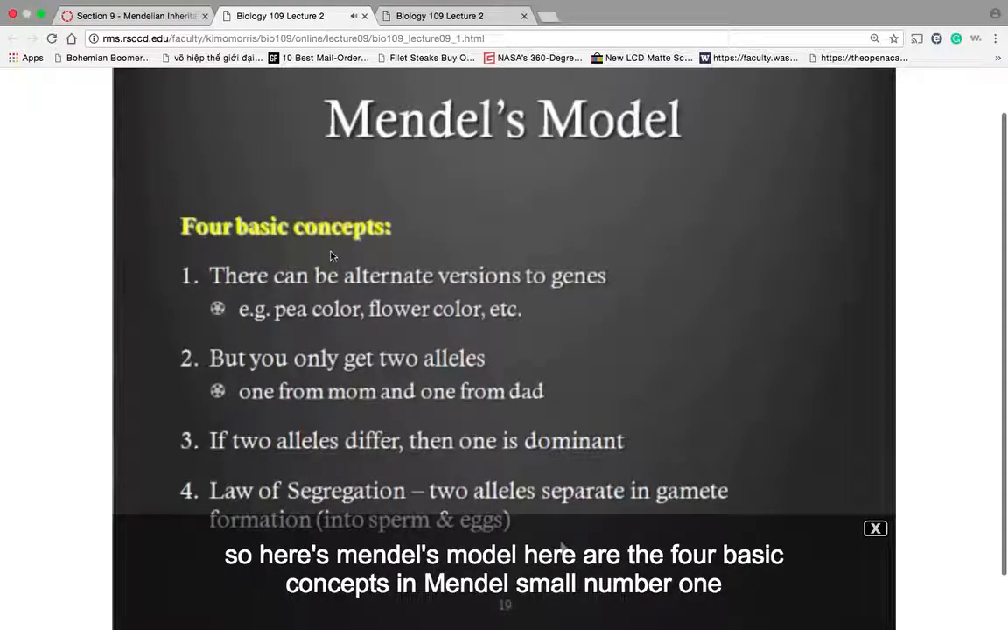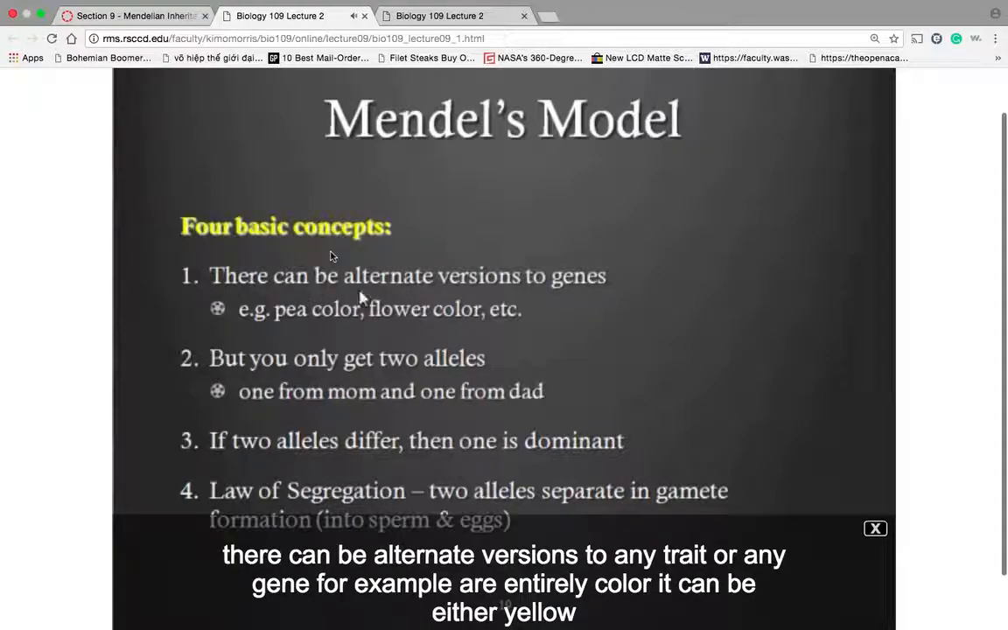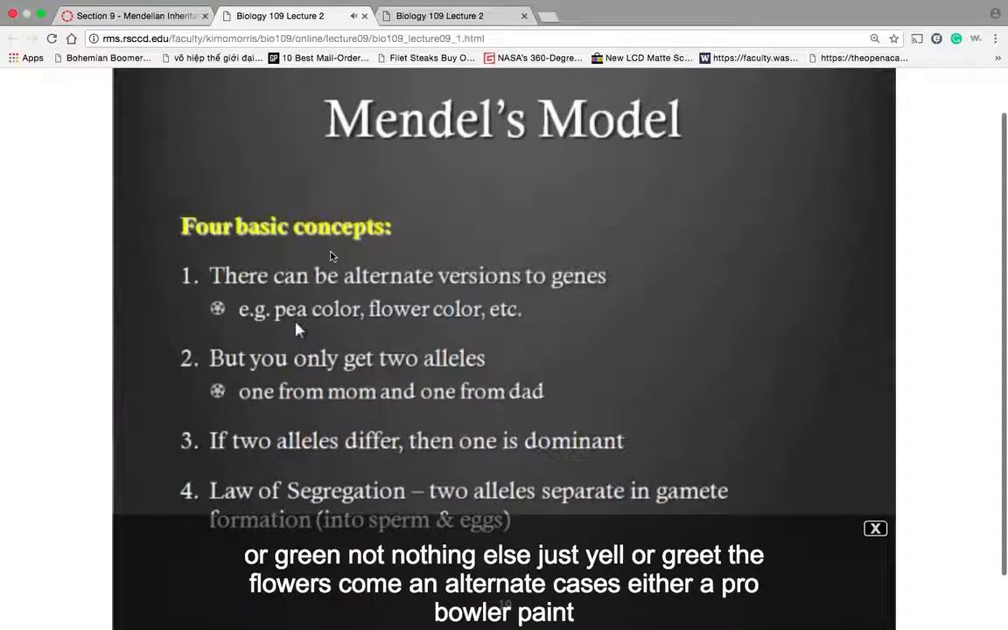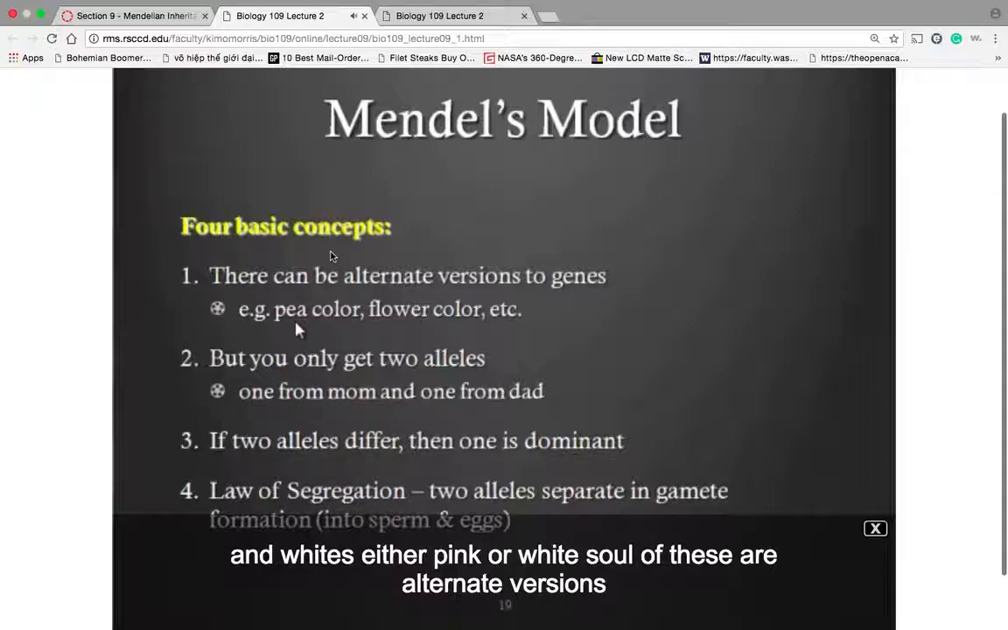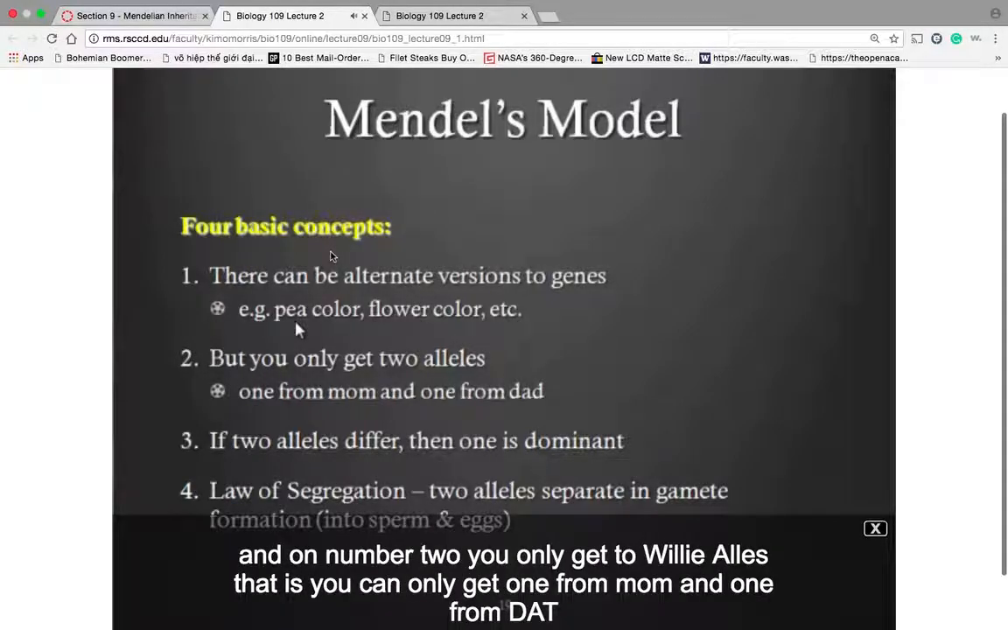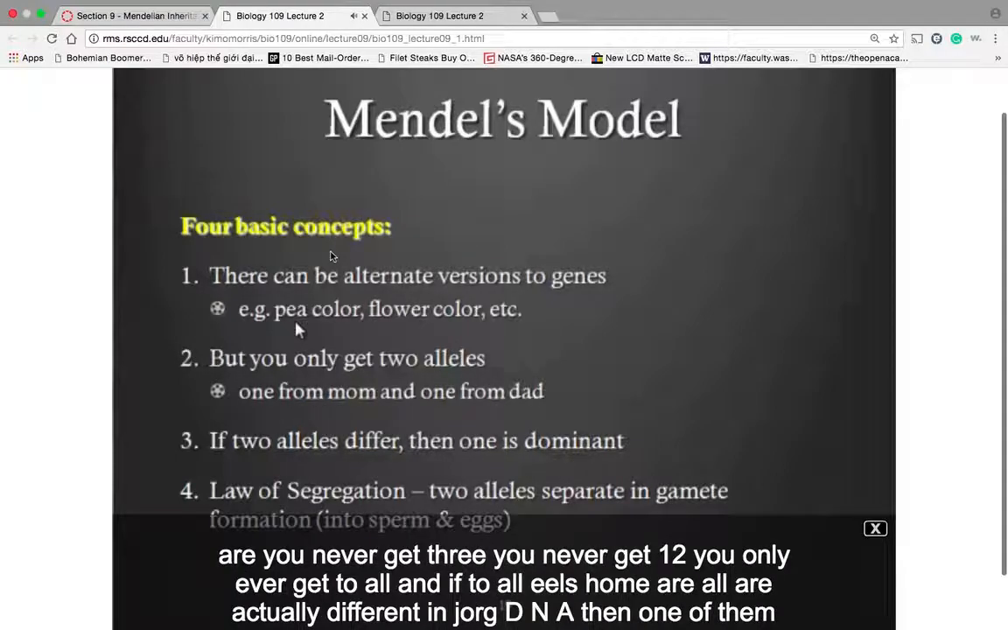So here's Mendel's model. Here are the 4 basic concepts in Mendel's model. Number 1, there can be alternate versions to any trait or any gene. For example, in pea color, it can be either yellow or green. Nothing else, just yellow or green. The flowers come in alternate cases, either purple or white. So these are alternate versions. And number 2, you only get 2 alleles. That is, you can only get one from mom and one from dad. You never get 3, you never get 12, you only ever get 2.